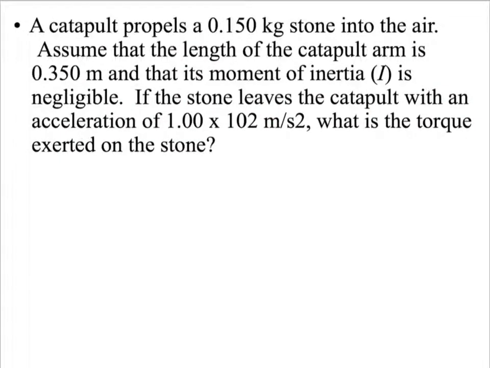So if we take a look, a catapult propels a 0.150 kilogram stone into the air. Assume that the length of the catapult arm is 0.35 meters, and that its moment of inertia is negligible, which means we're not even going to factor it in. So we're going to be able to use that new equation. If the stone leaves the catapult with an acceleration of 1.00 times 10 to the second meters per second squared, what is the torque exerted on the stone?